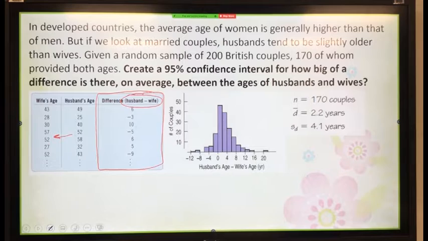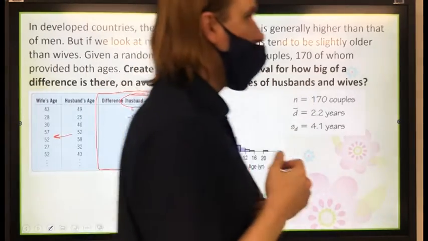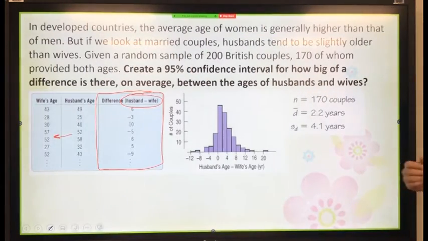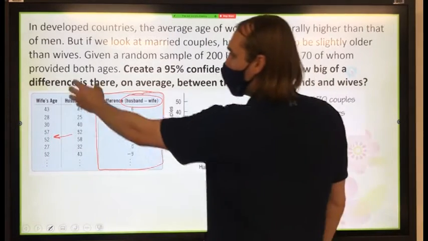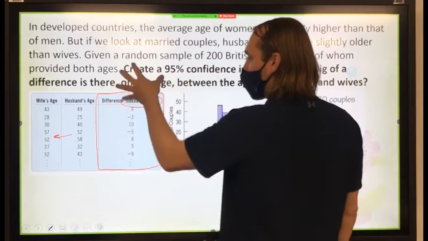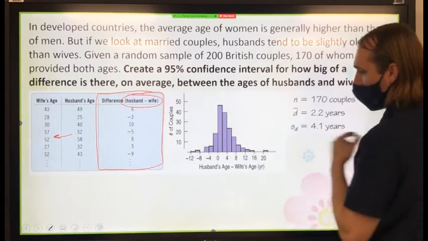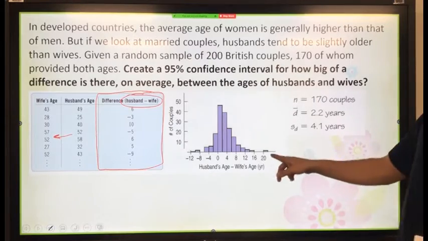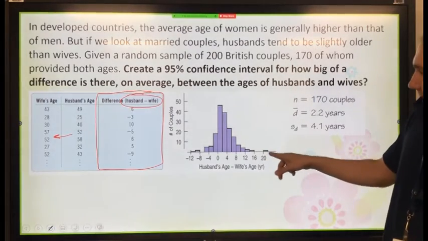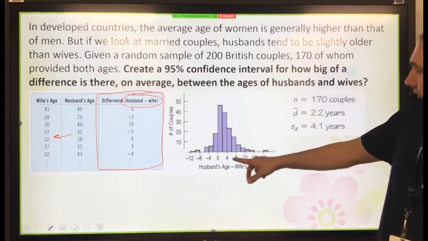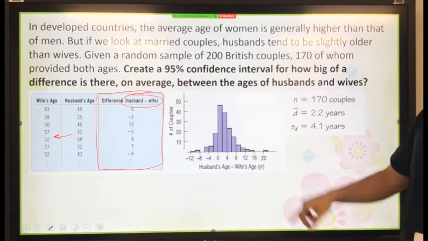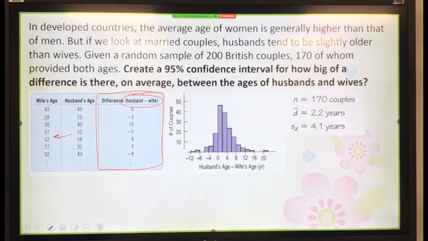And one more. Do I have a nearly normal model in regards to the differences? I don't care about the normal model of the husbands or the wives. I want to look at this normal model. And it looks pretty close. I do see a couple outliers here. If I were to write up a report, I would make special note of that. Maybe see what my data looks like first to see if I want to take those out or not. But for now, we can say this is close enough.